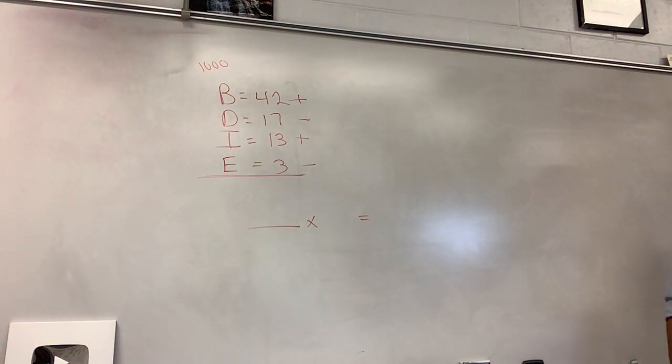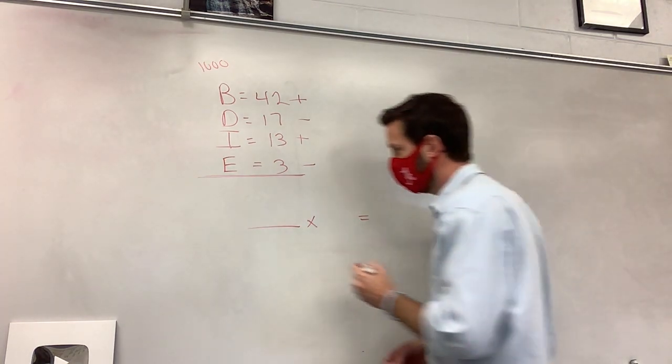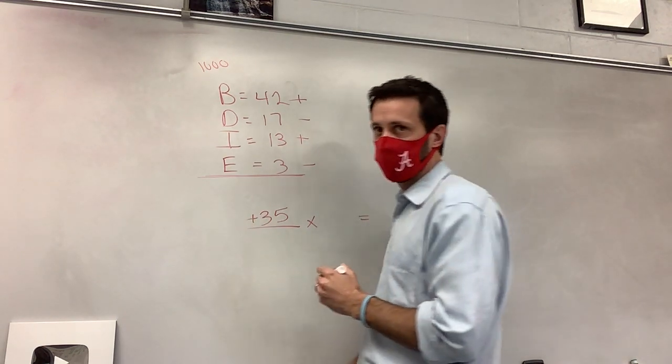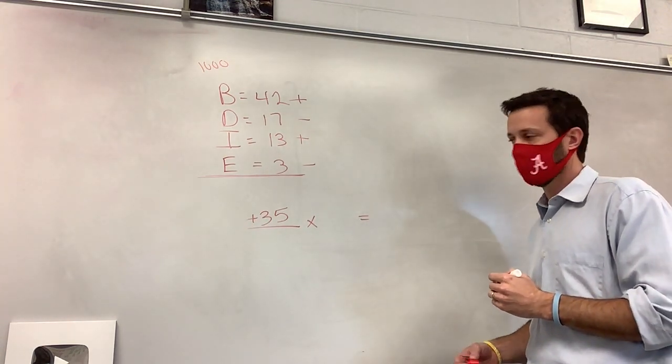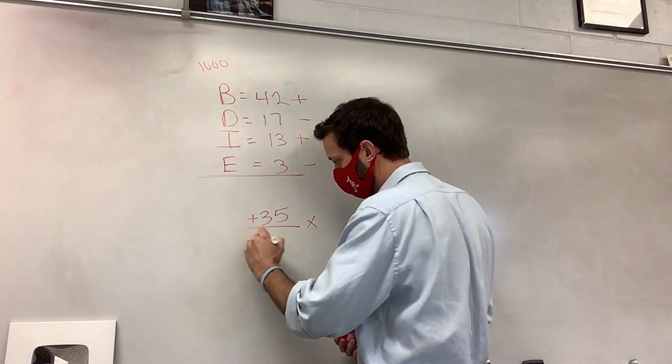Did you get this, Mason? Yeah. All right, Sarah, what you got? 35. Okay, so we've got 35. You got a plus 35, right? So for every 1,000 people in the population, we expect it would go up 35. Okay, so 35 increase for every 1,000 people.